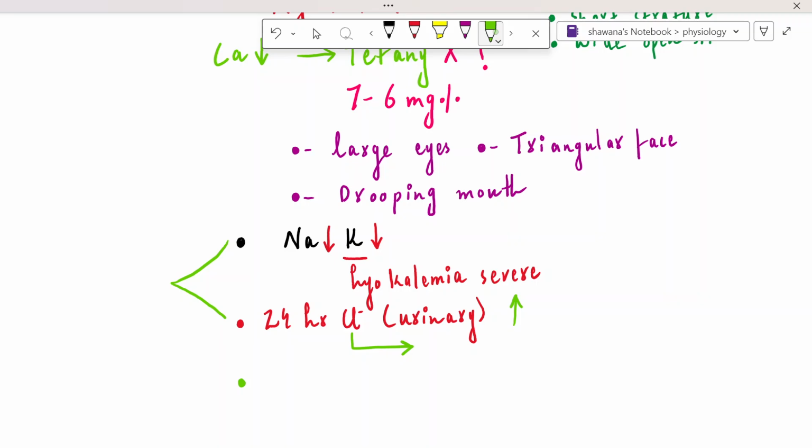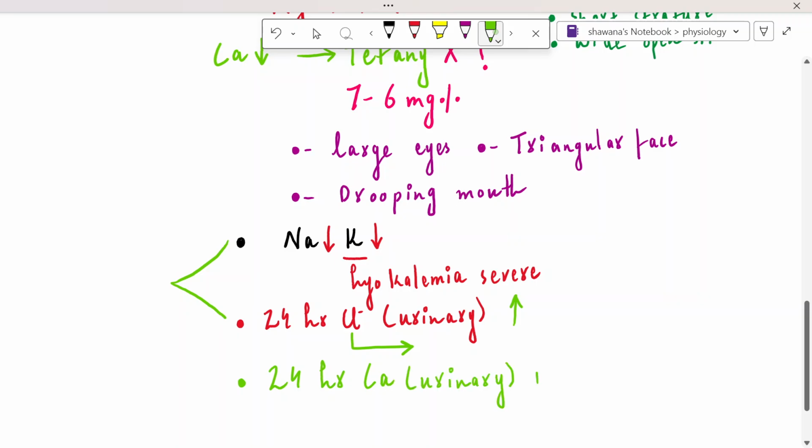In case of Bartter syndrome, there is hypercalciuria. There is calcium lost into the urine. So we can check the urinary calcium as well, 24-hour calcium into the urine, and that is also elevated. Unlike Gitelman syndrome, it's also elevated.